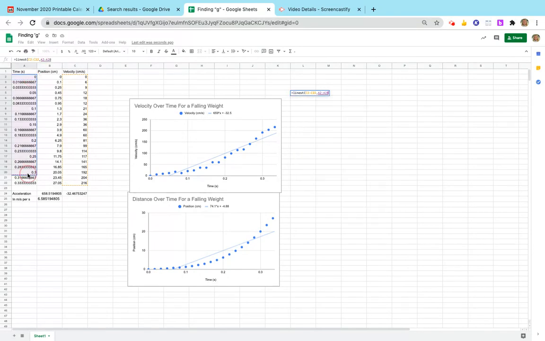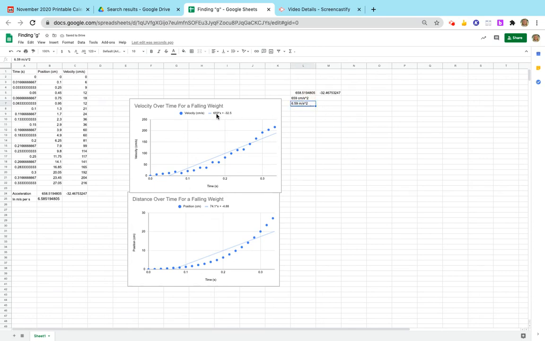Well, those are our times, so I'll highlight those numbers. I'm going to close the parentheses and hit enter. And this right here is my slope. So this is actually 659 centimeters per second squared, also known as 6.59 meters per second squared. That's how you're going to get your acceleration.